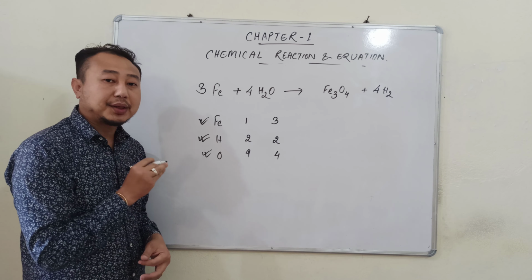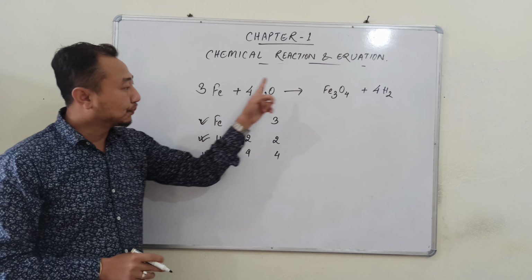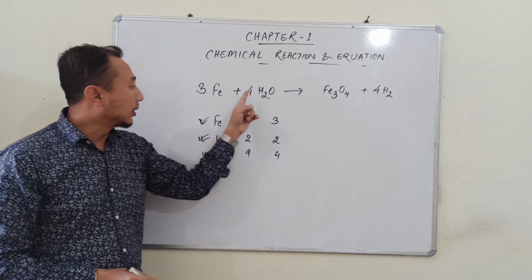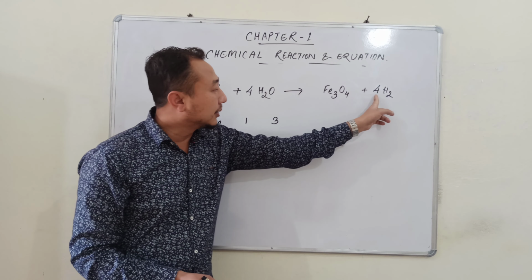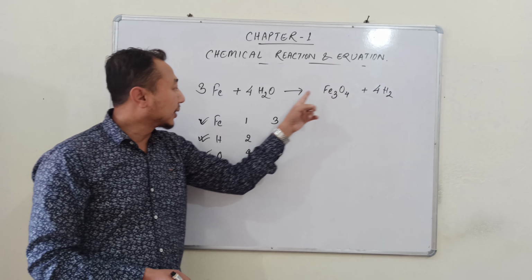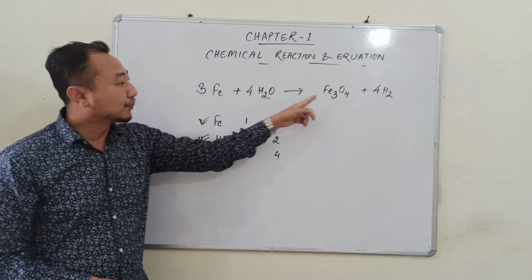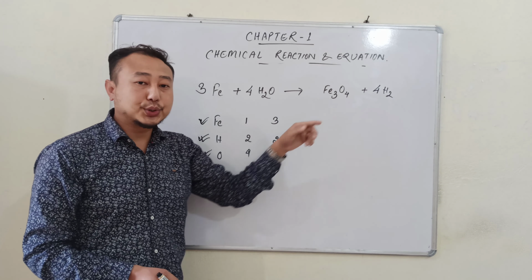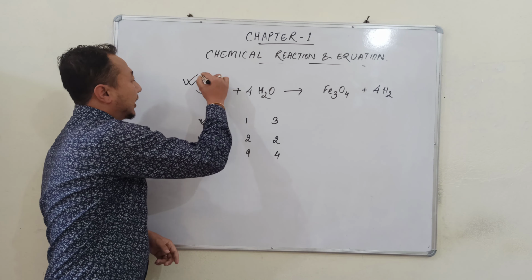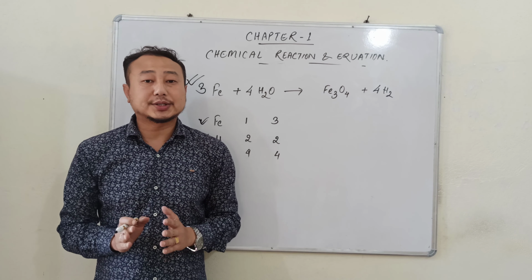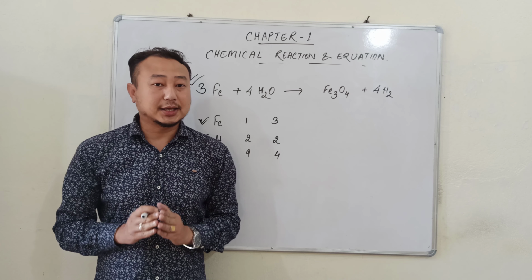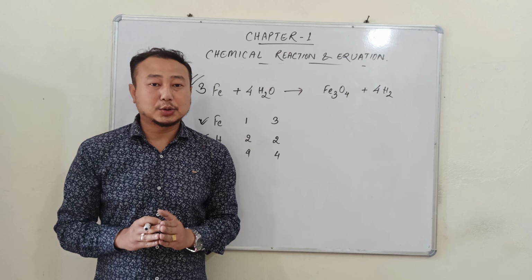So for iron, the number of atoms on the reactant side is 3, on the product side also 3. For hydrogen, the number of atoms on the reactant side is 8, on the product side also 8. For oxygen, it is 4, here also 4. So now the equation is balanced. When you give an example in the form of a chemical equation, it should always be in the form of a balanced chemical equation. You have to keep this in your mind.